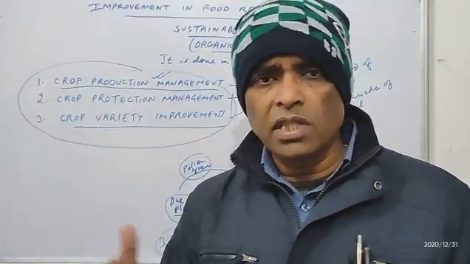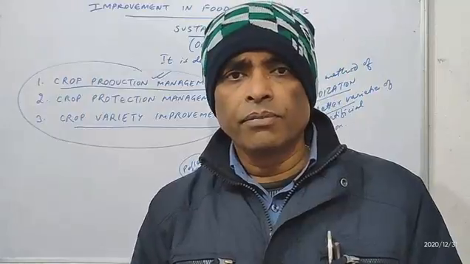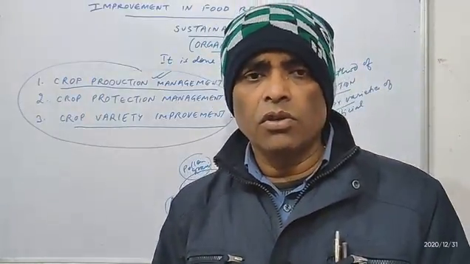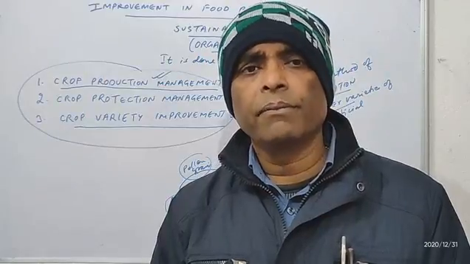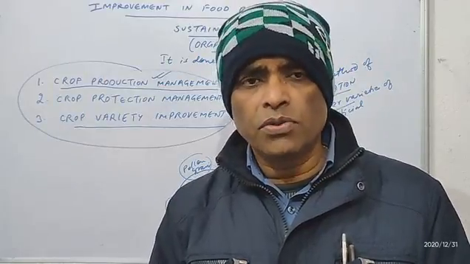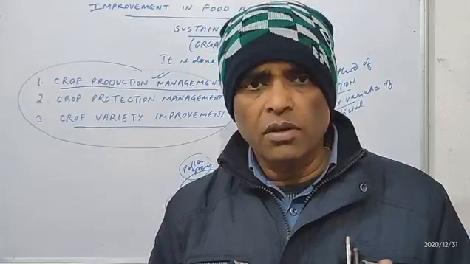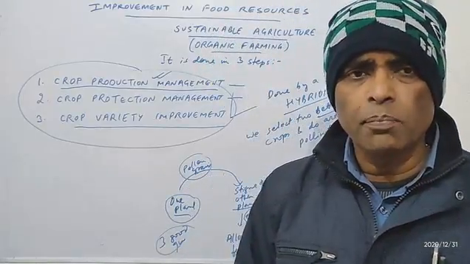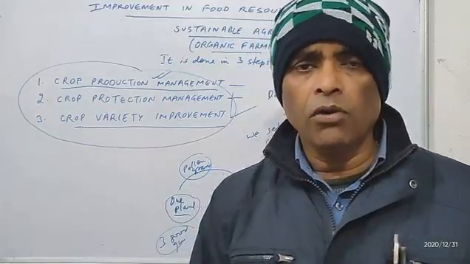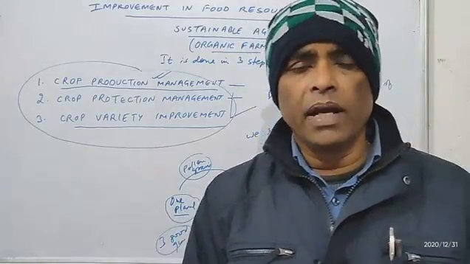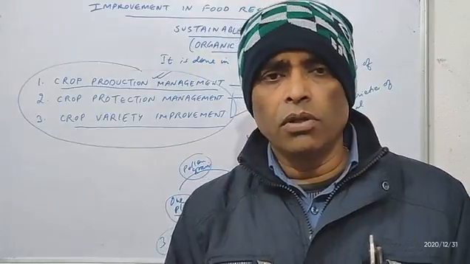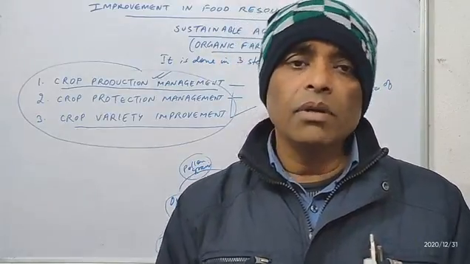So if these three steps are combined together, then it is bound to produce more crops without any pollution or damage to the field or the production of the crops that you do in the field. So that is about improvement in plant food resources. How can we improve the quality of plant food in the field? In the next two videos, I will talk about the improvement in animal food resources.